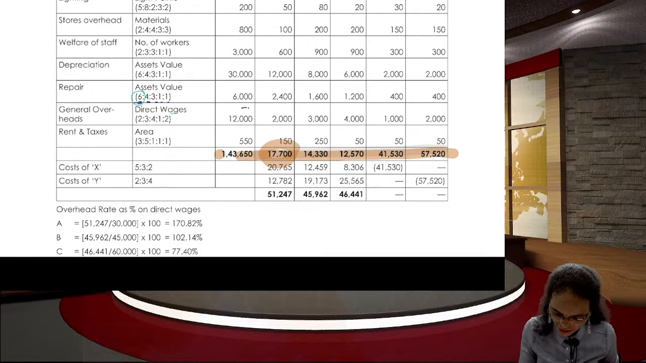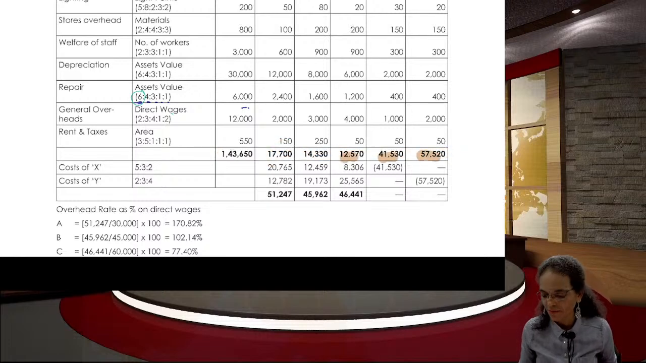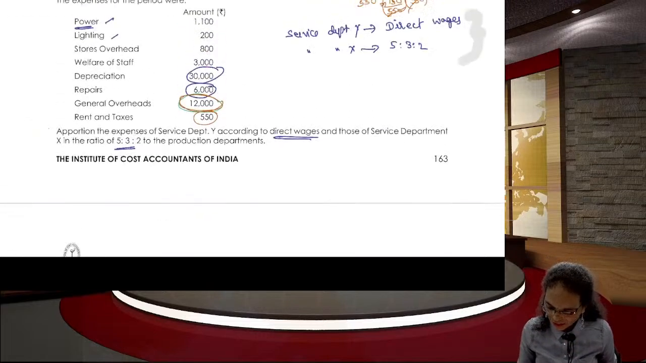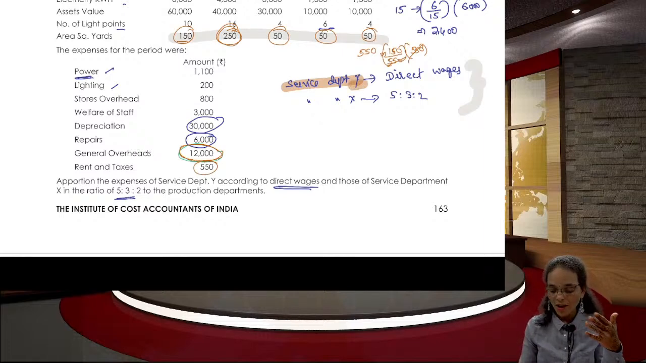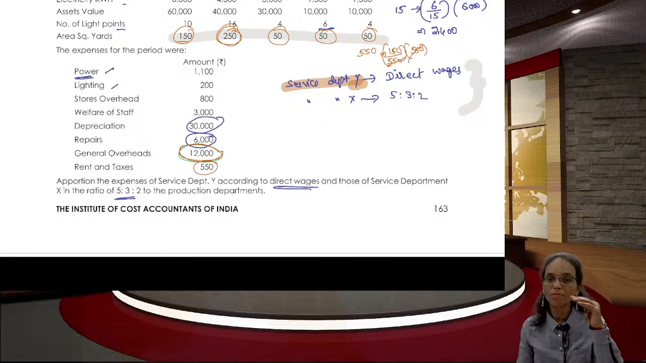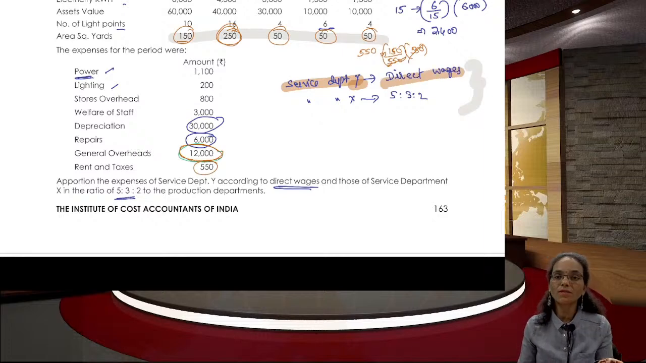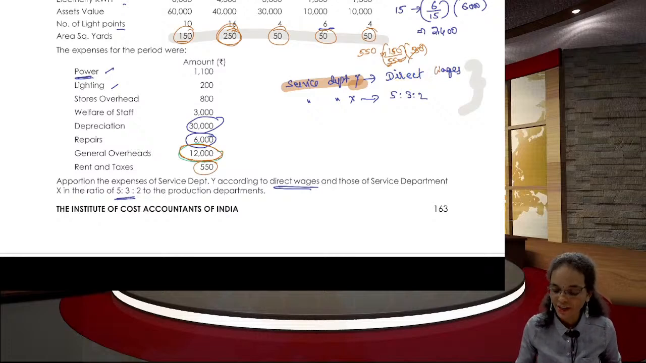So in the same manner for the production departments B, C and service departments X and Y also, you calculate it. So now what did he say here? Service department Y is given. See guys, in the examination there is a possibility you will go wrong. Here he has given the information Y first. By mistake we will assume that X is given first. So for the service department X, we will mistakenly distribute on the basis of the direct wages. There is a possibility of going wrong. So be careful while reading the question.